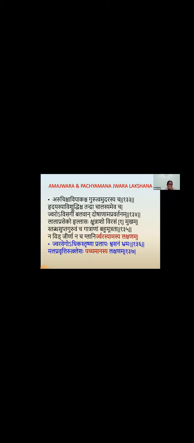And there are other Jwara like Amaja Jwara and Pachamana Jwara. This is once again very important, because when we have to do the treatment, in which aspect or which avastha we have to give the different types of treatment, whether it is Langhana, Pachana, or Dipana Pachana. For this purpose, the signs and symptoms of Amaja Jwara are very important.